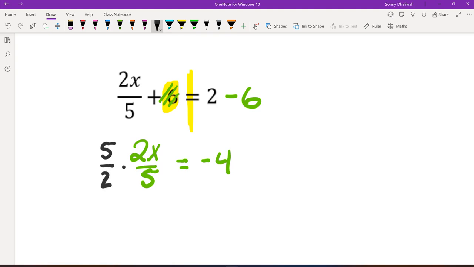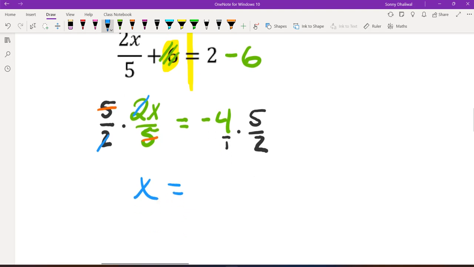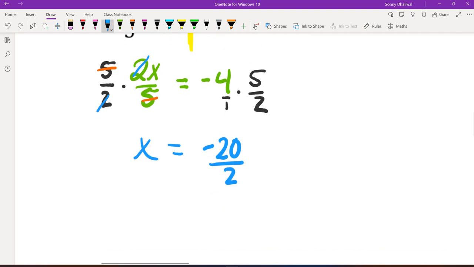And whatever we do to one side, we do to the other. Or when we're multiplying, everything gets multiplied. And if it helps you, make it a little over 1 here. So the 5's cancel out. The 2's cancel out. We're left with the x. And what do we have on the right-hand side? Negative 20 over 2. Yeah, 4 times 5 is 20. And don't forget the negative sign over 2. Now that's a fraction we can clean up. This 2 can fit into 20 10 times. So x is equal to negative 10.